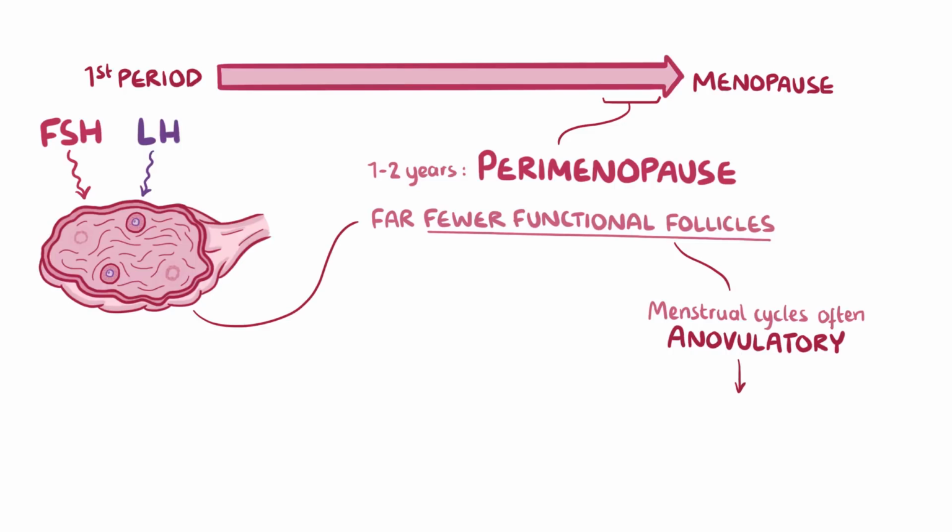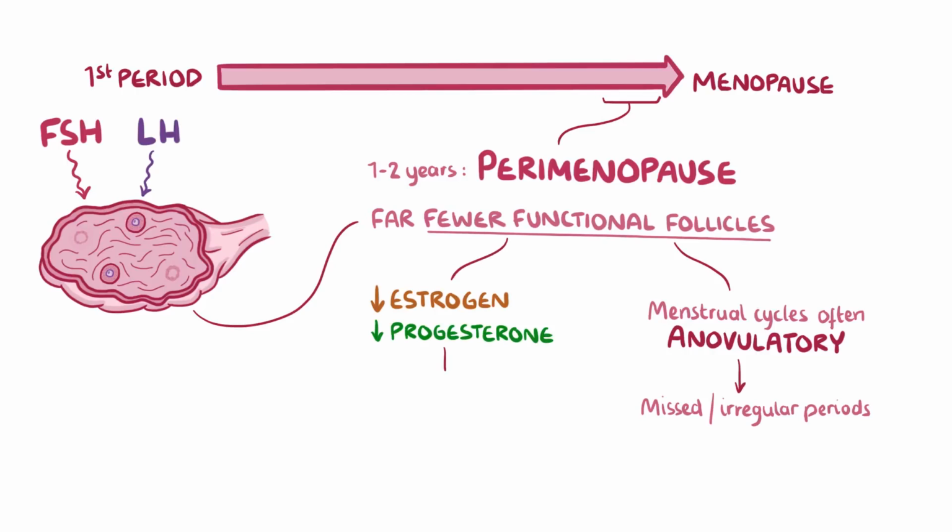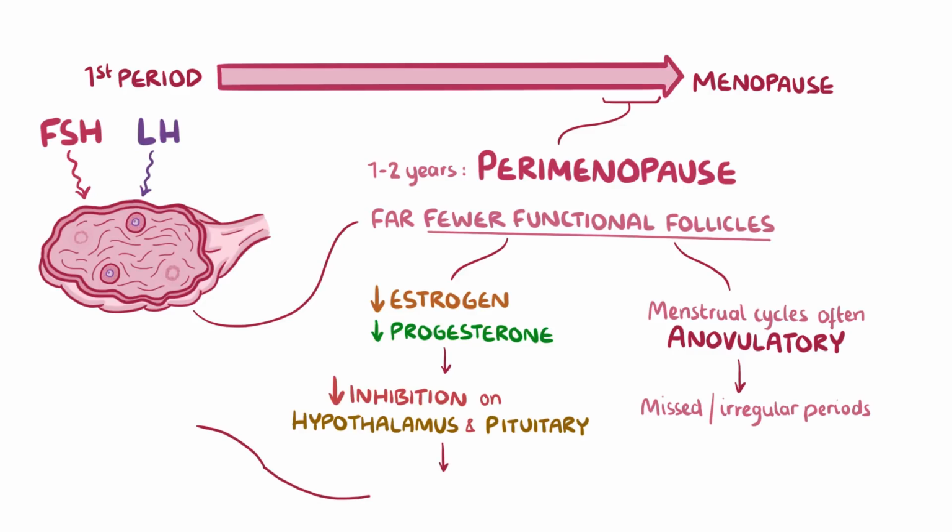The lack of ovulation can cause missed or irregular periods, and they become more and more irregular and more infrequent as the ovarian follicles start to run out even more. And fewer follicles also means less estrogen and progesterone, so less inhibition on the hypothalamus and pituitary. And in turn, the hypothalamus and pituitary produce more frequent, larger bursts of GnRH, FSH, and LH.